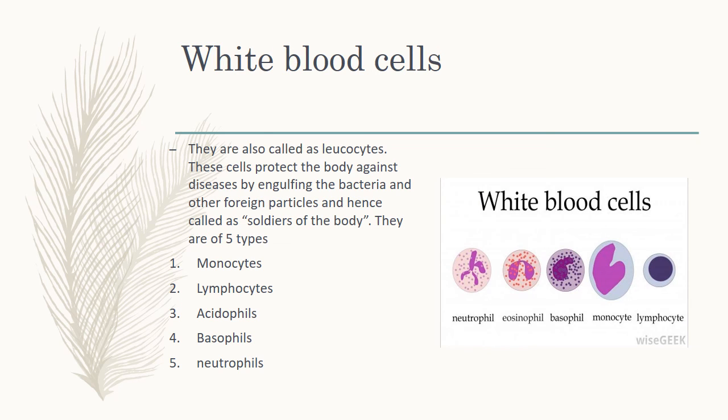White blood cells. They are also called leukocytes. These cells protect the body against diseases by engulfing the bacteria and other foreign particles, and hence they are called soldiers of the body. Who are called soldiers of the body? The white blood cells are called soldiers of the body. They are of five types. They are monocytes, lymphocytes, acidophil, basophil, and neutrophil.